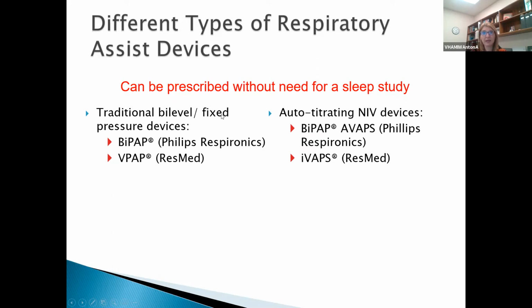In the past, we used to rely on the different machines. They had a fixed pressure in inspiration and a fixed pressure on exhalation, and I listed how they were called based on the different manufacturer. And the auto-titrating non-invasive ventilator devices, the AVAPs or IVAPs, is the newer technology that's allowing us to deliver variable levels of pressure support while ensuring that each breath has a certain depth.